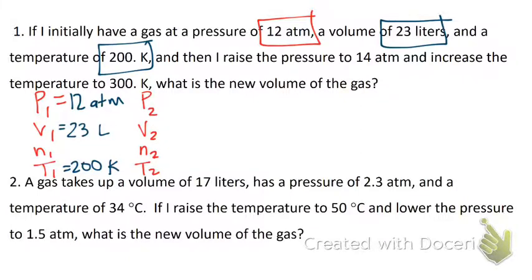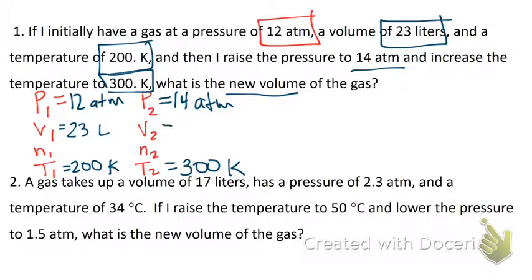And then I raise the pressure to 14 atm, so that's my P2, 14 atm, and increase the temperature to 300 K. So that's my T2. And then it asks, what is the new volume of the gas? So V2 is what I'm looking for. And if you notice, it doesn't mention moles at all. Not a single place in that problem. So we don't have an N1 or an N2. We're not going to need it. We're just going to put everything else in there.